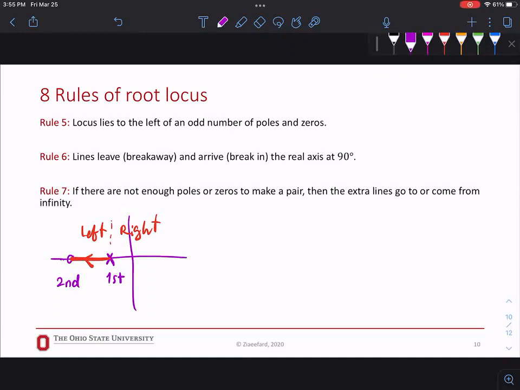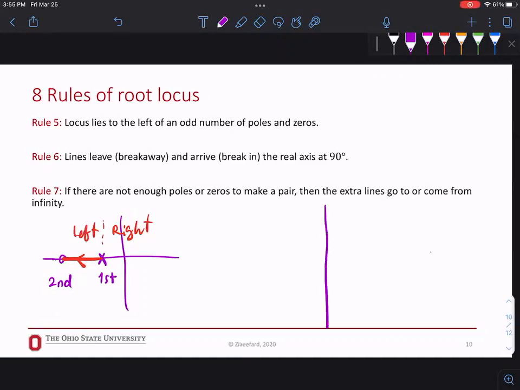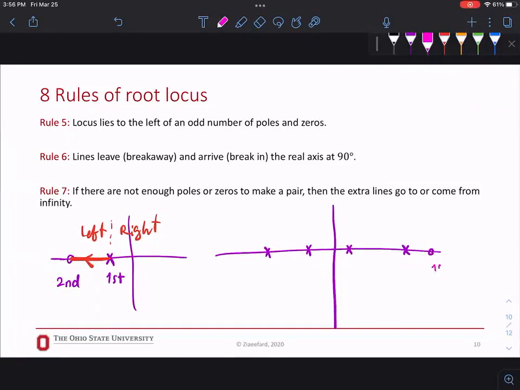Another example, let's do this. This one has more poles and zeros. I'll let you do that by yourself, and then I will solve it myself. How many loci? All right, then let's see if we can draw something. Try to guess, it's okay, based on all the rules you know so far. I'm going to help you with this. Here is the first one, second one, third one, fourth one, fifth one.